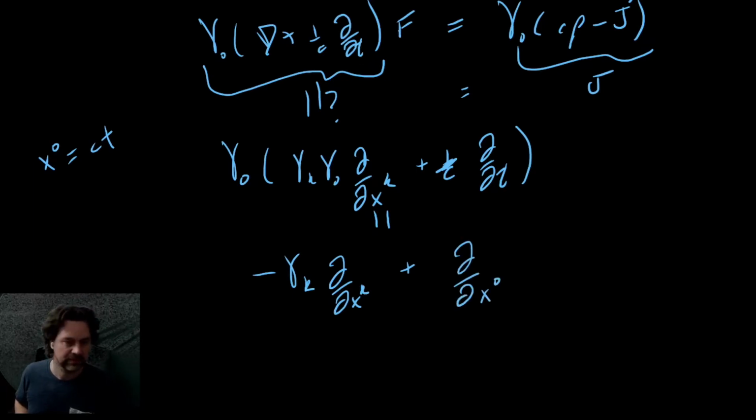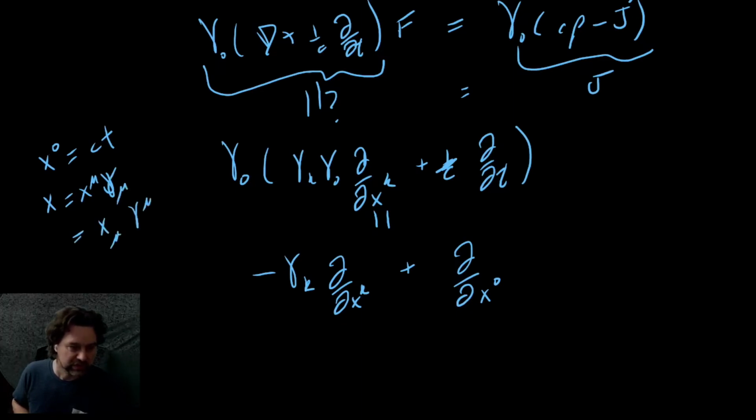dx naught. Now in relativity, we typically write all of our 4 vectors with upper indices. So really, if we have a 4-vector x, that's going to be x mu gamma mu. We can also write that as x mu gamma mu, where gamma mu dotted with gamma nu is delta mu nu. This is our reciprocal frame.